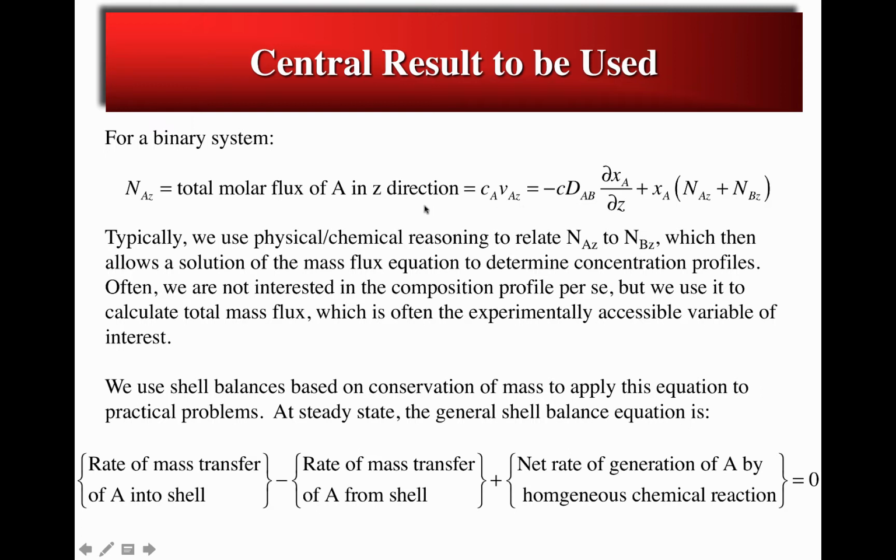And the total molar flux of A relative to a fixed coordinate system depends upon diffusion. That's the first term, Fick's first law, that's written here. C is the total molar concentration of the mixture, D_AB is the diffusion coefficient, and dx_A/dz is the concentration gradient in compound A. And it also depends upon the convective term, which is written in this case by the mole fraction of A times the sum of the fluxes of A and B. One could write a similar expression for compound B and an expression for the molar flux of B.